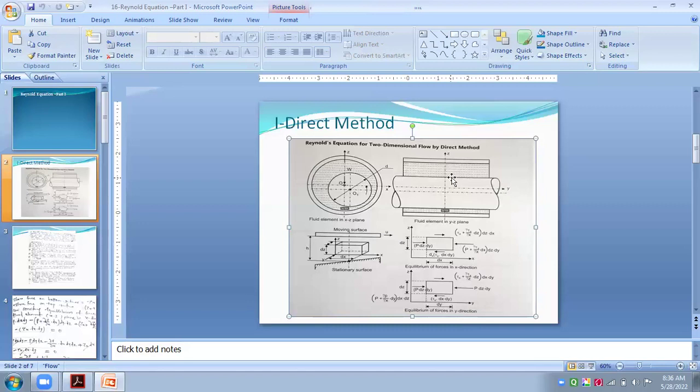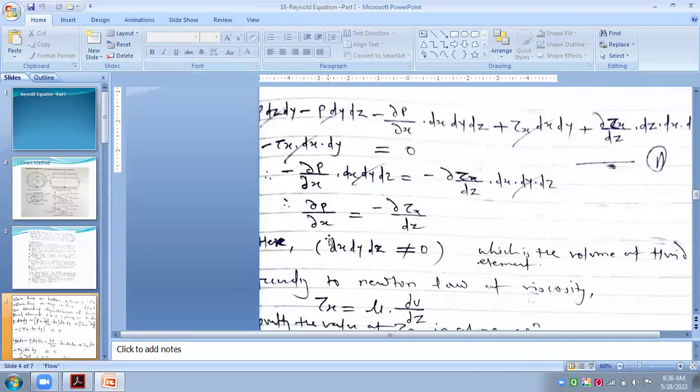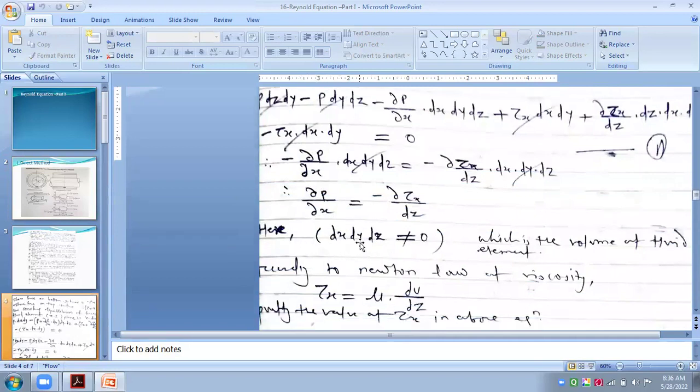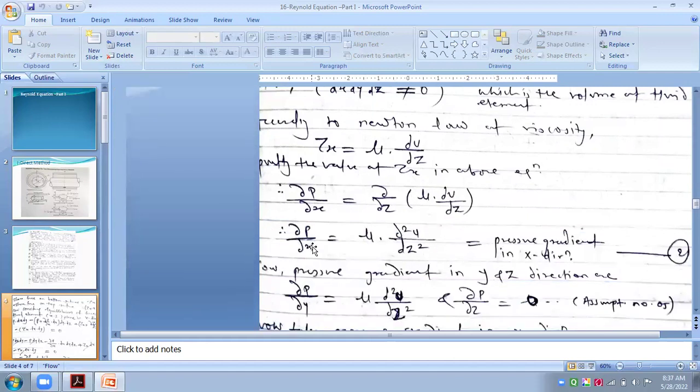The shear force on the bottom surface is tau x dx dy, while the shear force on the top surface is tau x plus del tau x by del z into dz, dx dy. Considering this fluid element xyz, we are preparing the analysis on this small element, where dx dy dz is not equal to zero, which is the volume of the fluid element. According to Newton's law of viscosity, the shear stress tau x is equal to the product of the coefficient of viscosity and the rate of shear. Putting this value in the above equations, we have to solve for the pressure gradient del P by del x.